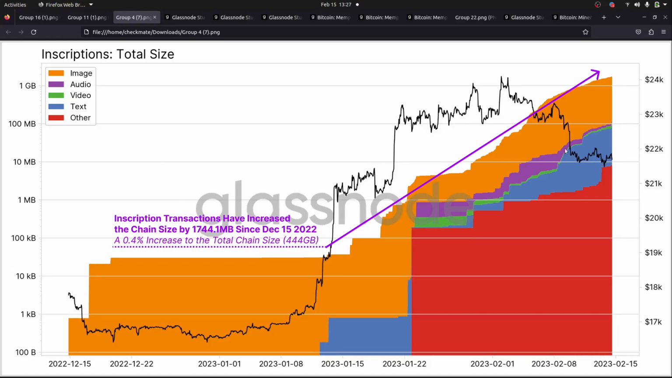But again, on a log scale, the vast majority of the data footprint, from 100 megabytes up to over 1 gigabyte, so let's say probably something on the order of 1 point something gigabytes of this is actually image files. So they are taking up the vast majority of total space. 100 megabytes is basically everything else in terms of inscriptions.